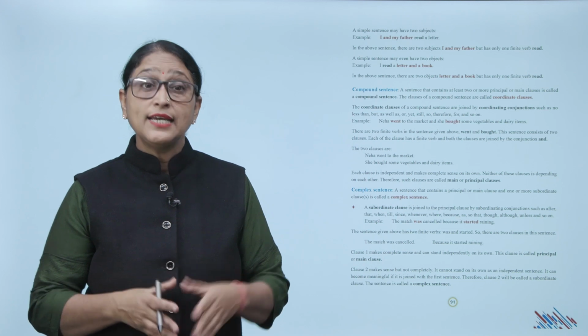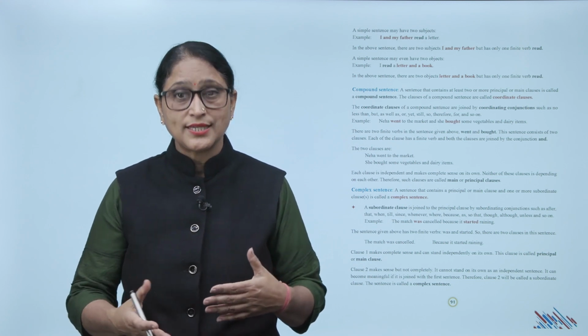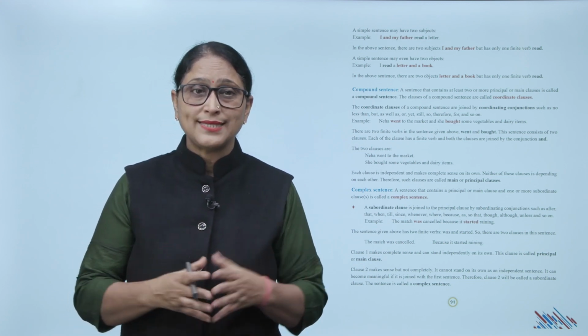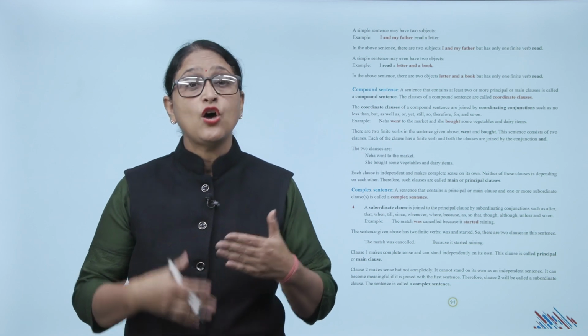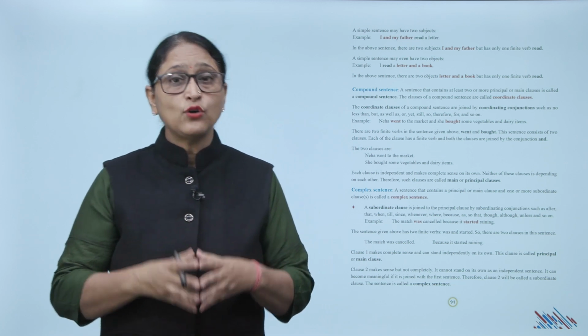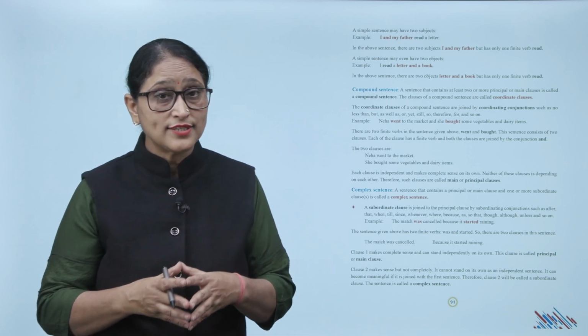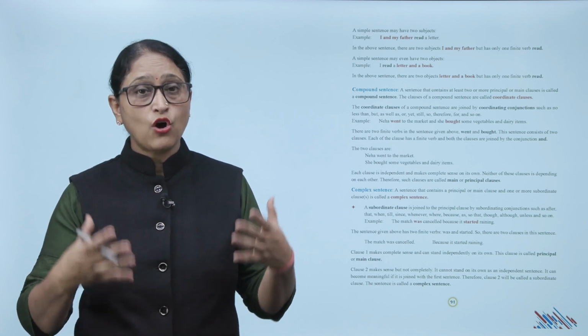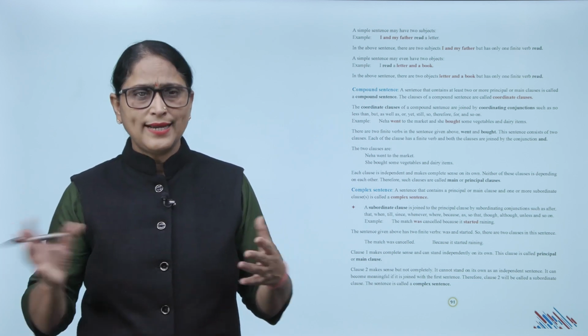Coordinate clauses. The coordinate clauses of a compound sentence are joined by coordinating conjunctions such as nor, but, as well as, or, yet, still, so, therefore, for and so on. किससे कनेक्ट करते हैं? कोऑर्डिनेटिंग कंजक्शन से. और वो कौन कौन से हैं? but, as well as, or, yet, still, so, etc.